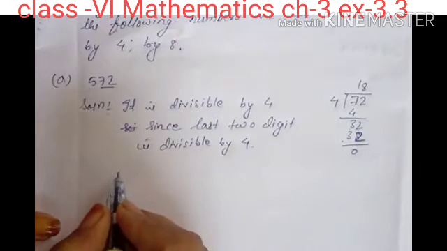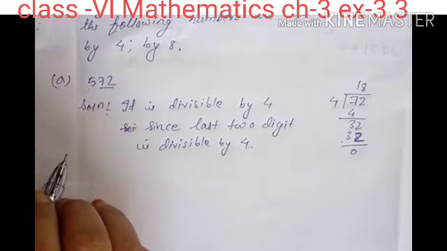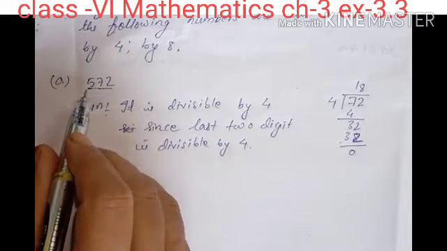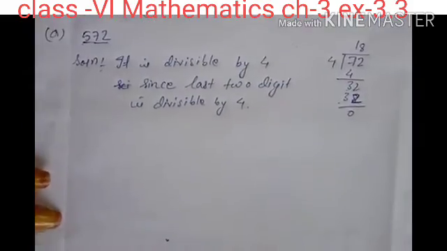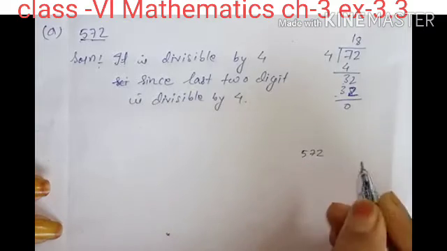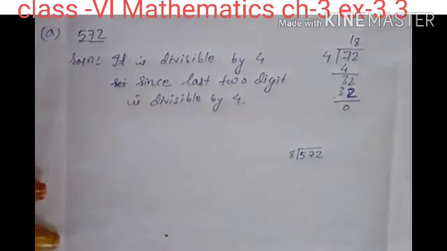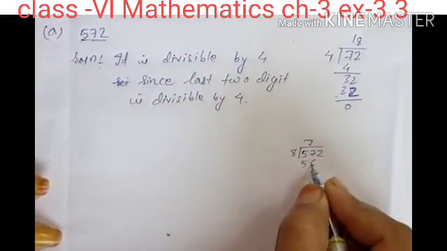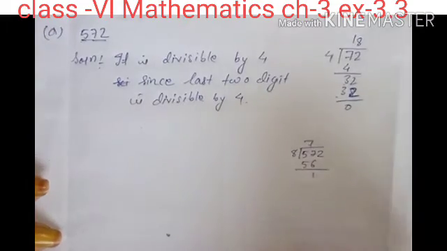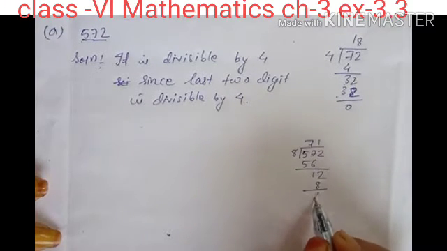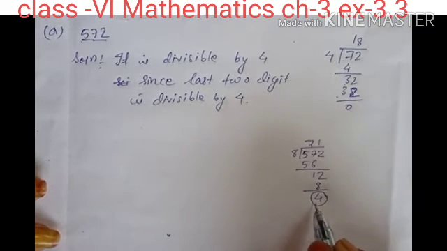Now you have to see the divisibility of 8. What is the divisibility of 8? You have to see the last three digits, isn't it? Here there are only 3 digits, so you will see the last 3 digits. What is it? 572. Now you will divide this by 8. 8 sevens are 56. Now what is remaining here? 12. Now 12 is not exactly divisible, so 8 ones are 8, and the remainder is 4. Now you can see it is not exactly divisible because the remainder is not 0.